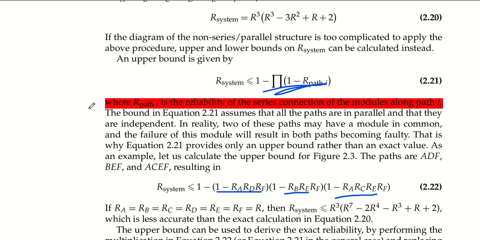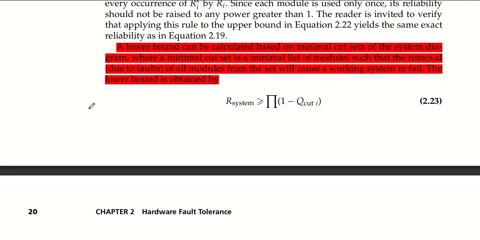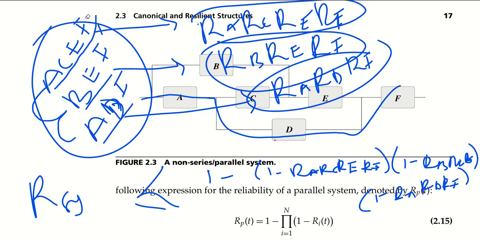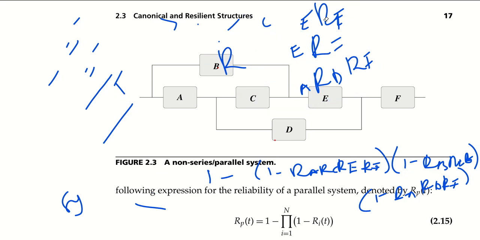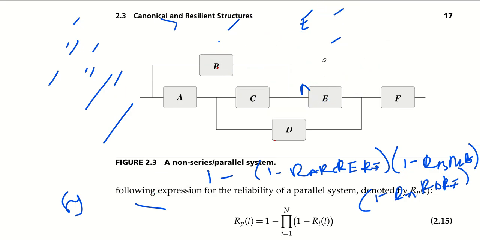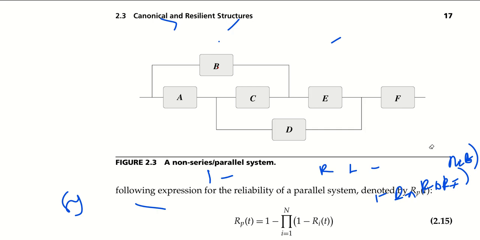Okay. Now to find the lower bound, the formula is also here. It says to just find the product of 1 minus the Q cut. The Q cut is like the minimum cut of the system. So let's see the Q cut. For example, your original system was this one. You have to find the minimum cut from this original system, and it's quite the same thing. So when you check the system, which components are critical, so that when you remove them, the whole system will fail?